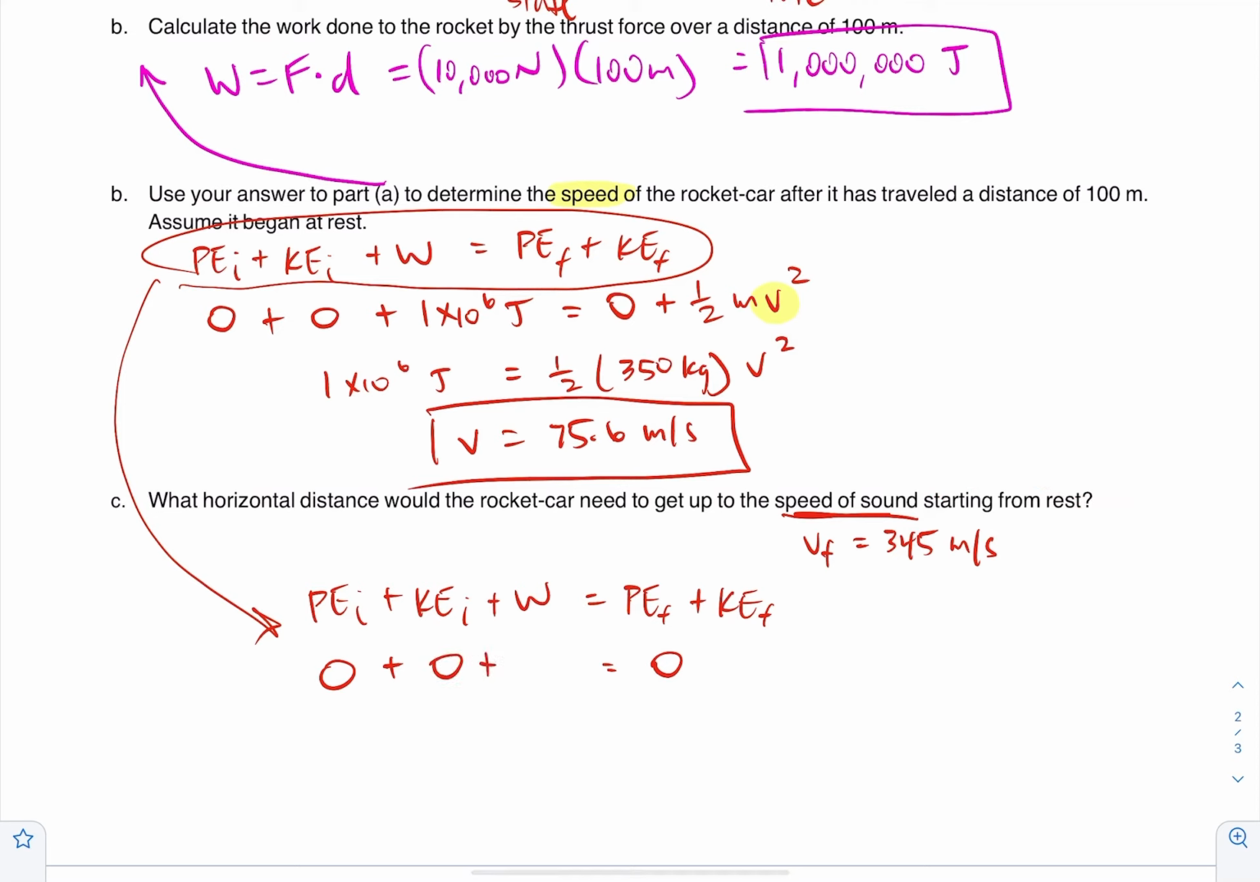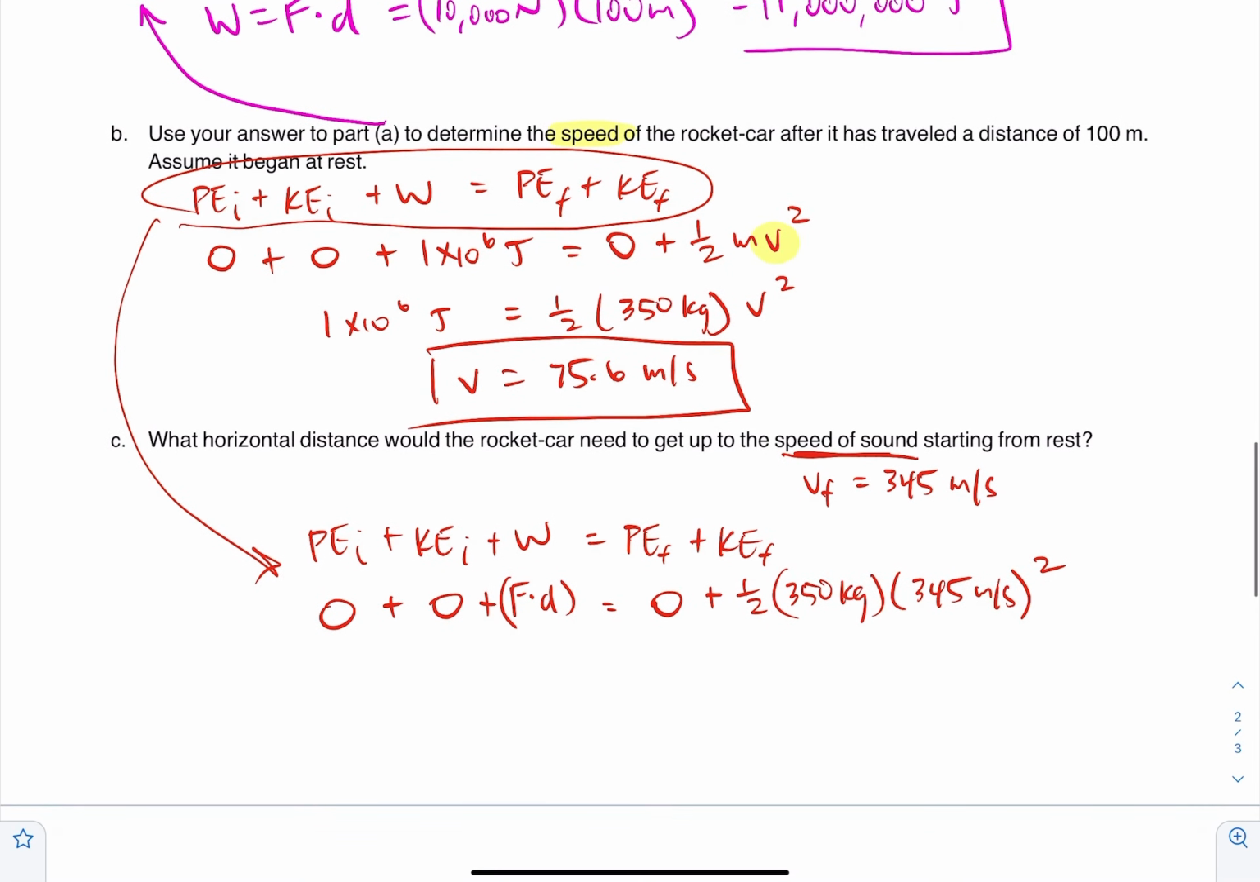And then I'm going to break apart the definition of work. Work is force times distance. So there's my work term. And then I'm going to add the final kinetic energy, 1/2 the mass, which is 350 kilograms, times this new final velocity of 345 meters per second, squared on the outside, 1/2 mv squared. Okay, and so you can see where I'm going with this. It says what horizontal distance, so I need to solve for this distance here.